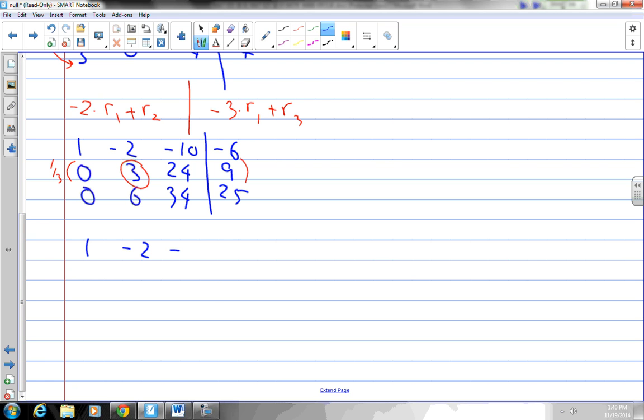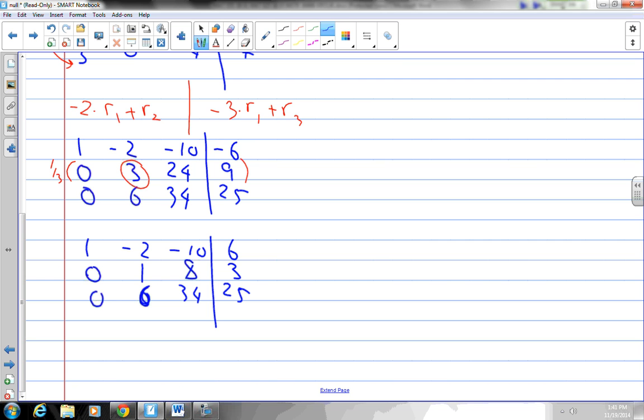1, negative 2, negative 10, 6. Now it's 0, 1, 8, and 3. Right? Dividing everything by 3. And then 0, 6, 34, 25. Now, remember that I'm already happy with my first row. I'm now happy with my second row because I have 0, 1. I have the 1s in the diagonal. I'm not so happy with the third row.